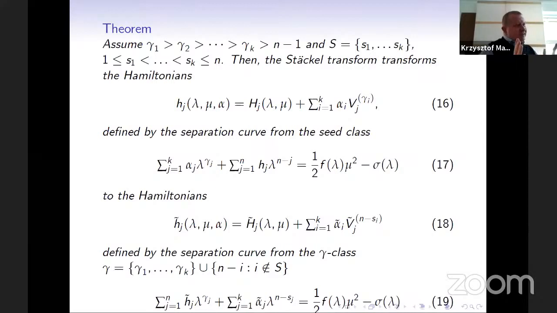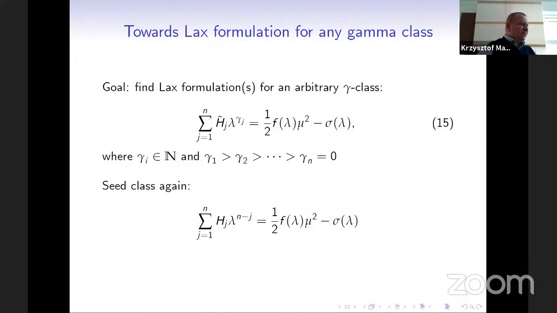It is easiest to see it on the level of separation curves. And what to do here? So once again, this is our goal. The goal here is to find a Lax formulation for this object, given that we know the Lax formulations for these objects. This is known. This is what Maciej and Ziemowit did. Okay, so how do we generalize it to this object?